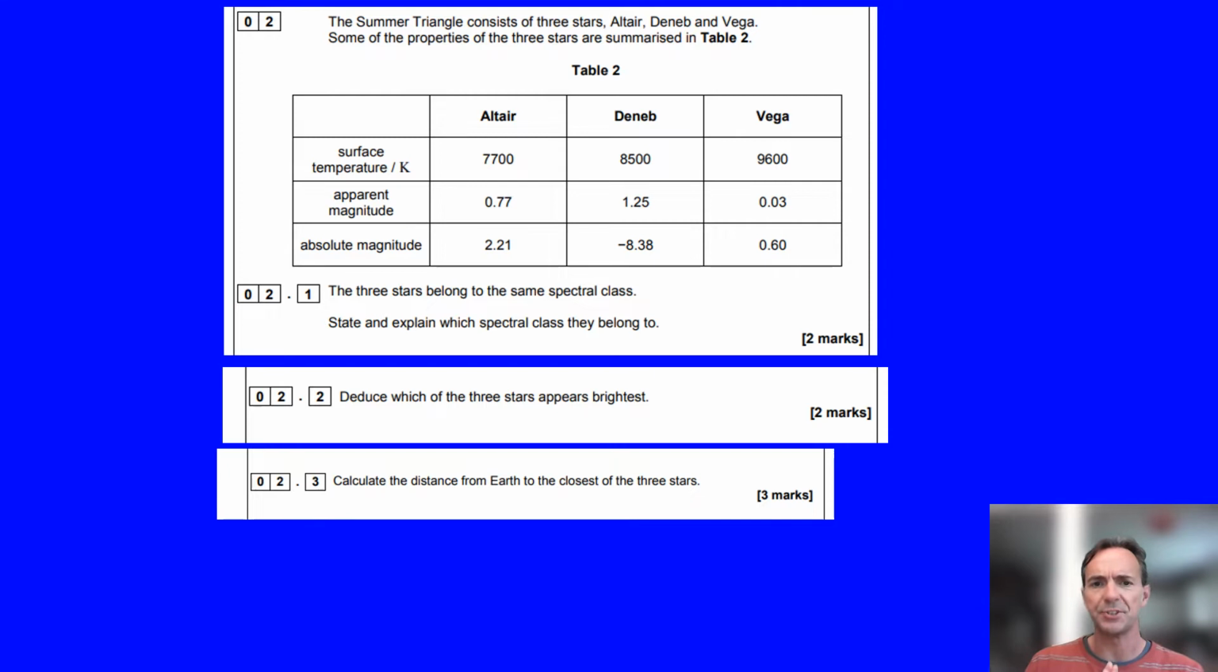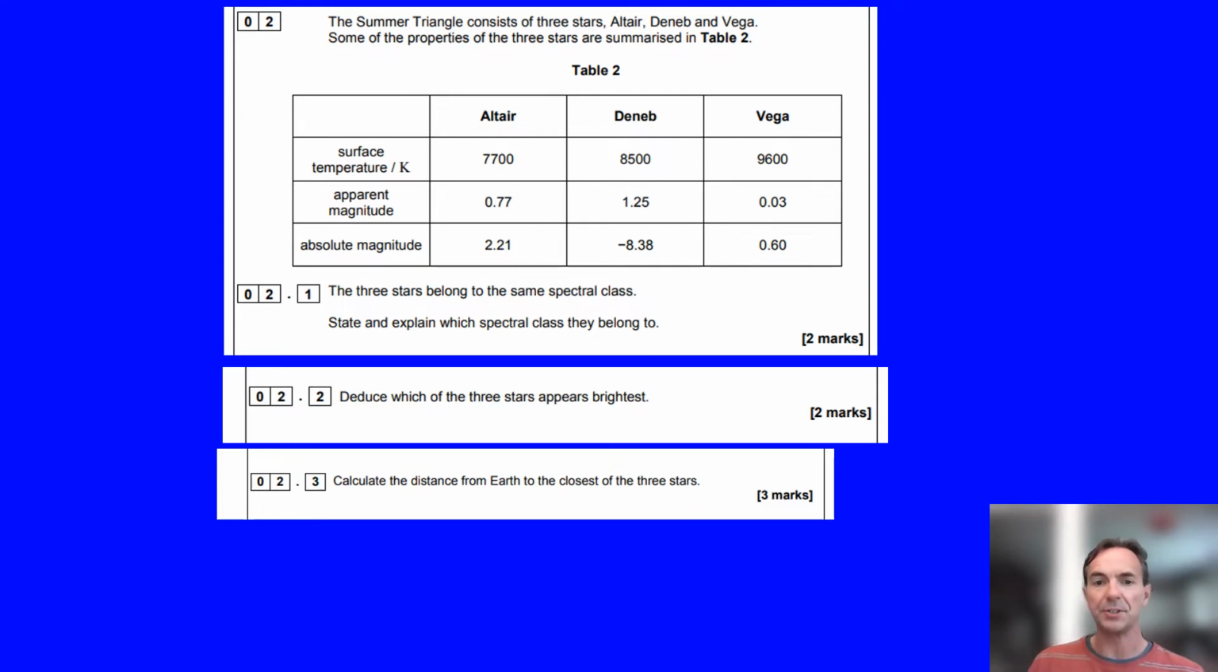The three stars belong to the same spectral class. State and explain which spectral class they belong to. So you have to absolutely know which one they are. Go to your brain cells. Deduce which of these stars appears brightest. So appears brightest means apparent magnitude. Which one of these is the brightest number? Hipparchus, remember, he just didn't do it very sensibly. So of course, work that one out.